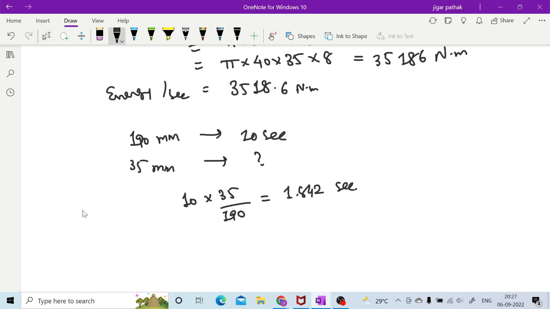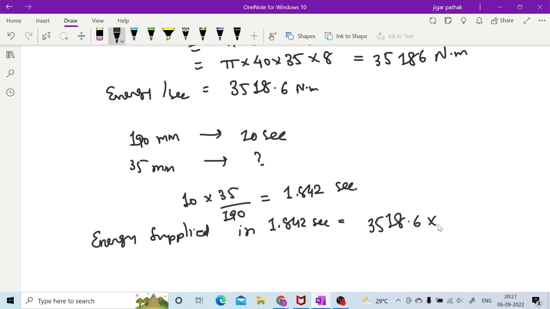Now energy supplied in this time, 1.842 second, is equal to what? We found per second, that is 3518.6 into 1.842. So that will give you, what is the answer? Around 6481 Newton meter it is coming. Are you getting this?